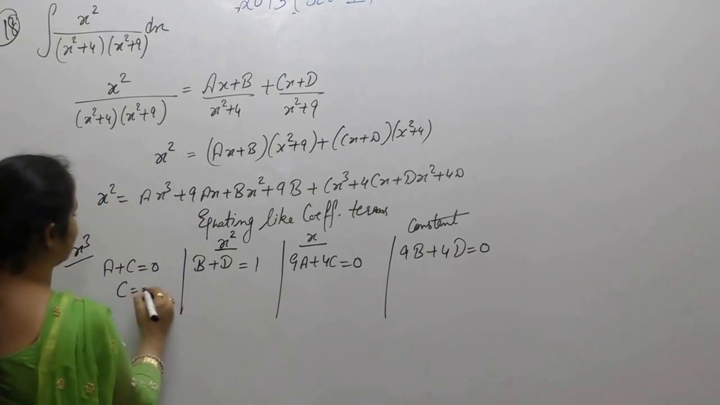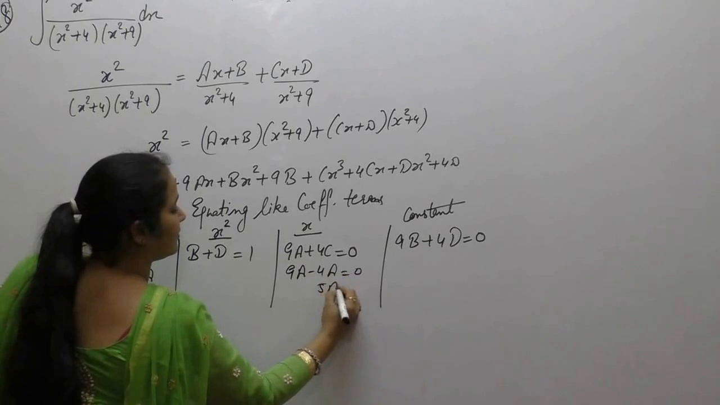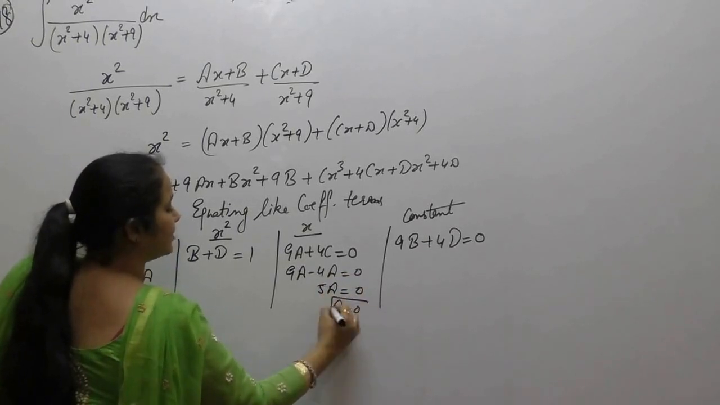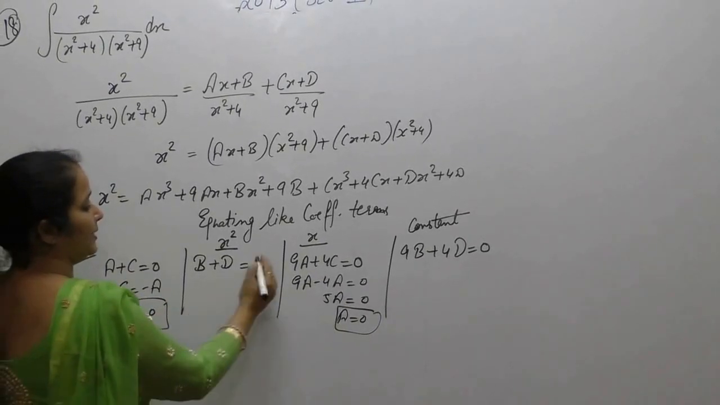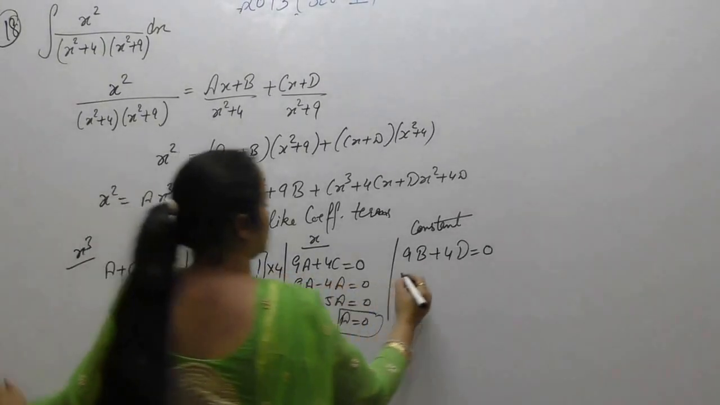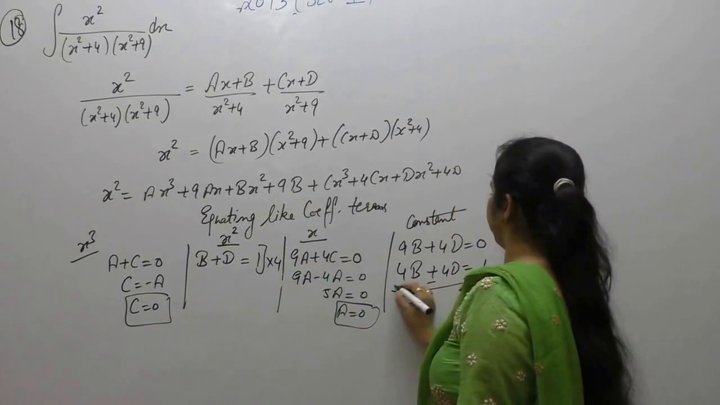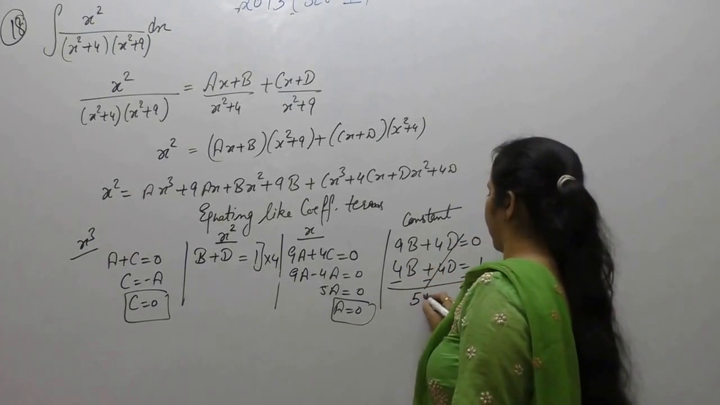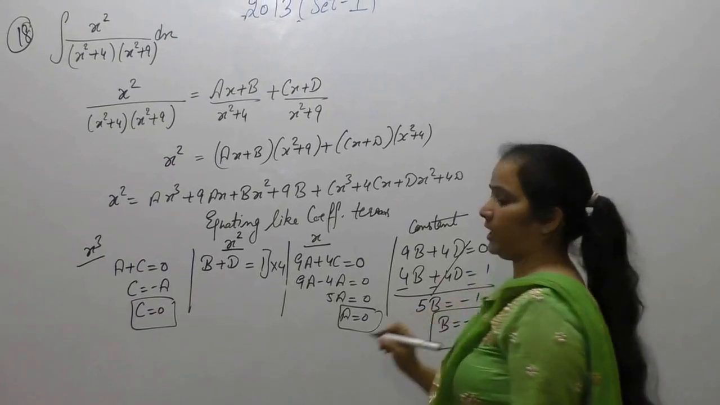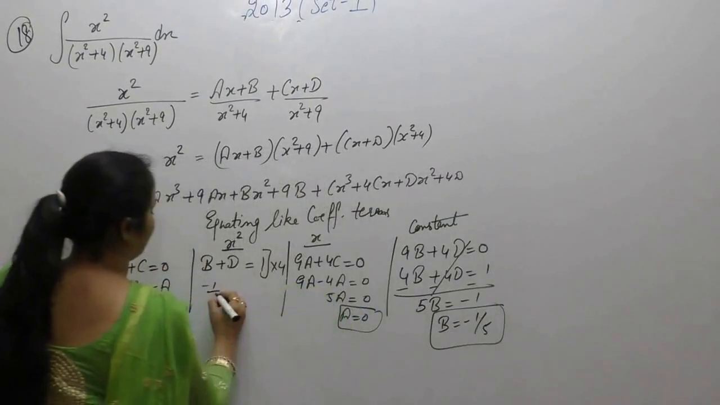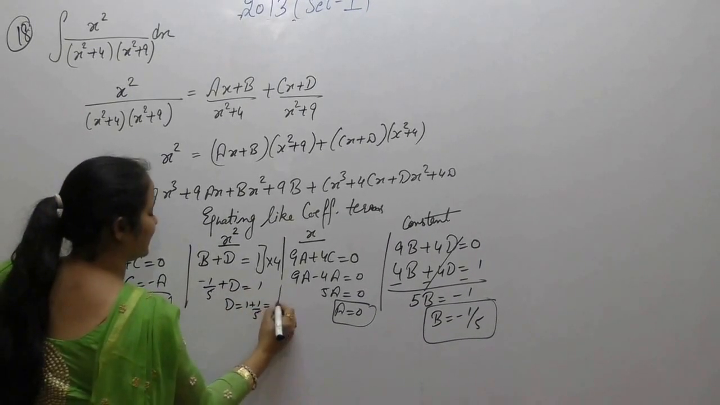So from here we get c as minus a. Put the value of c as minus a, 5a is 0, so a is 0. Put the value of a here, so c is also 0. From here multiply this equation by 4. So we get 4b plus 4d is equal to 4. Subtract: 9 minus 4 is 5, 5b equals minus 1. So we get the value of b as minus 1 by 5. Put this value of b here, minus 1 by 5 plus d is 1. So d is 1 plus 1 by 5, that is 6 by 5.